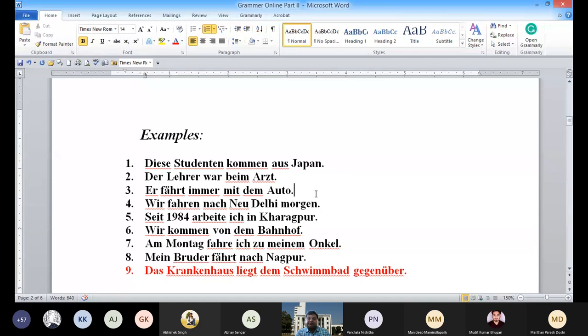Suppose we are visiting somebody's family, and then I'm telling, oh, where was I, I was with family and so on. I was with the doctor. I was with the hairdresser, etc. So this is the basic difference in the use of bei and mit, where one meaning is common. So bei and mit.